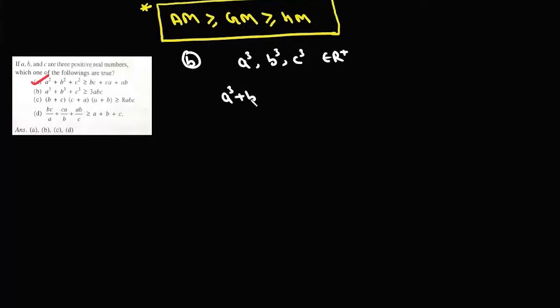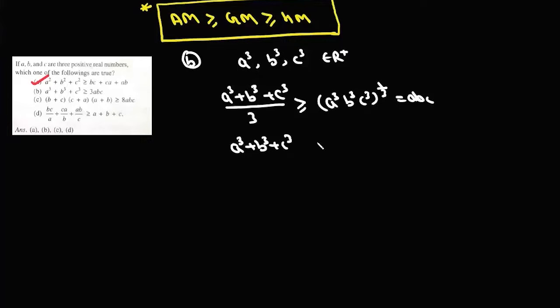So (a cube plus b cube plus c cube) by 3 will be greater than or equal to their geometric mean. So there will be (a cube, b cube, c cube) to the power 1 by 3, which is abc. So we rearrange, we can write a cube plus b cube plus c cube is always greater than or equal to 3 times abc, which means this option B is also correct.